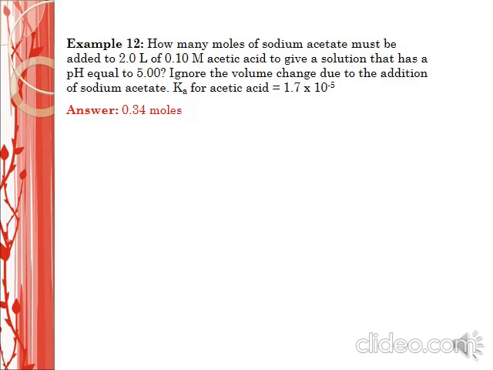Now, example 12. How many mole of sodium acetate must be added to 2 liter of 0.1 molar acetic acid to give a solution that has pH equal to 5? Ignore the volume change due to the addition of sodium acetate. The answer is given here, but I want you to try to work this out first on your own. See whether you get the answer here, 0.34 mole.